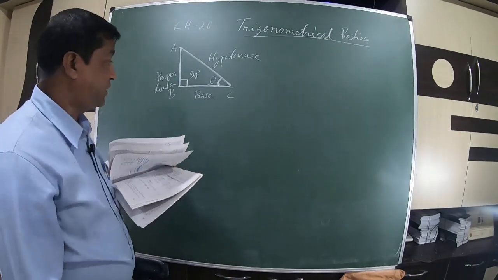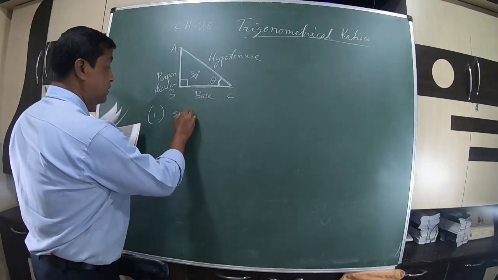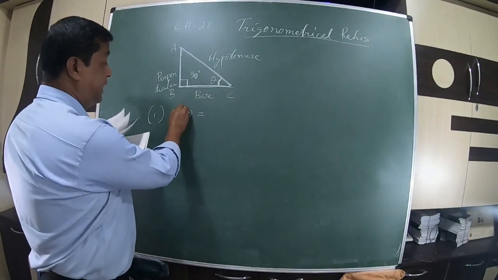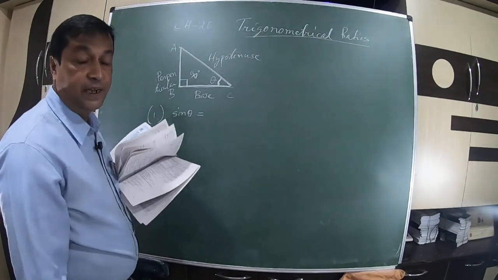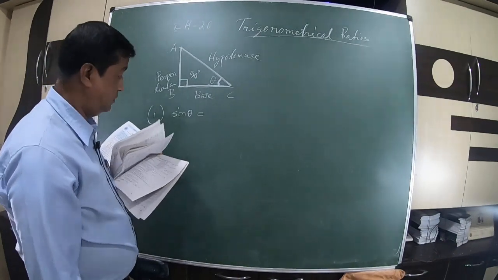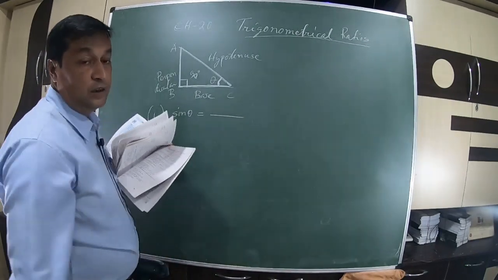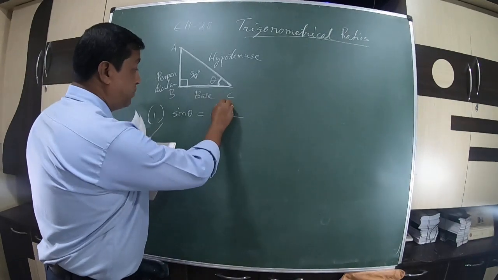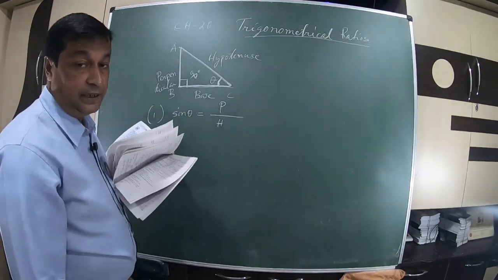Now first of all, I'll give you some formulas. First one is sin theta. Actually it is sine, but in short we write it as sin. You have to spell it out as sine theta. This is given by perpendicular by hypotenuse. The ratio is perpendicular by hypotenuse, that is P by H.